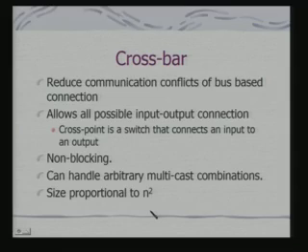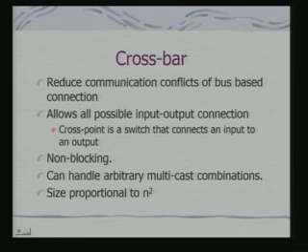Now, this is a bar, basically the bus connection. The other possibility is a crossbar. Crossbar enables all possible communication paths between the processing elements. So, it reduces, that is why we say, communication conflicts of bus based connection, because in a bus based connection there can always be a conflict, and so we need a priority scheme to resolve these conflicts.